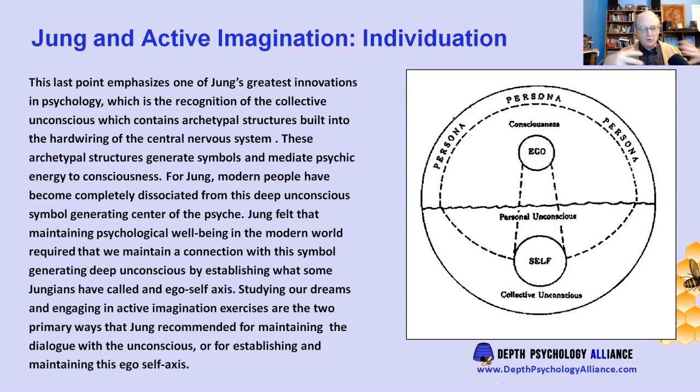So the establishment of the ego-self axis, which just means maintaining this dialogue between the ego and the deep unconscious: studying our dreams and engaging in active imagination exercises are the two primary ways that Jung recommended for maintaining the dialogue with the unconscious, or for establishing and maintaining what we're calling an ego-self axis.